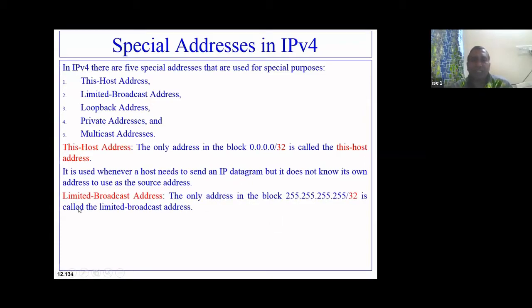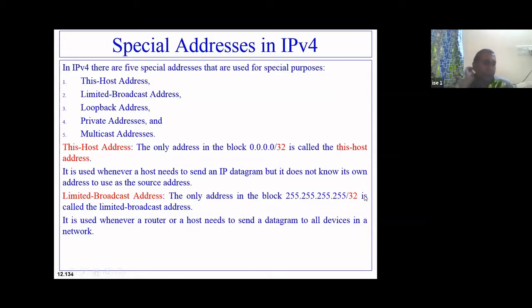Right now, there is something called the limited broadcast address. Limited broadcast address is all 255s: 255.255.255.255, and here again, the prefix is 32. It is called limited broadcast address. That means, whenever a router or a host wants to send a datagram to all the devices that are connected to the network, you got the idea? So it will send to this particular address, 255.255.255.255/32.